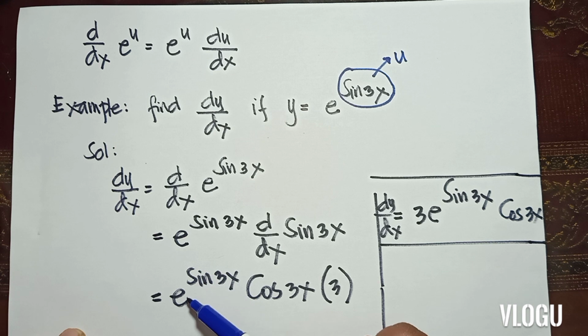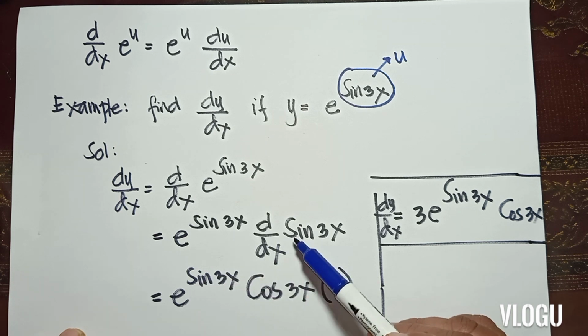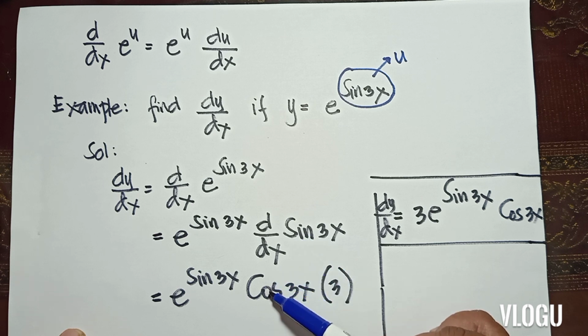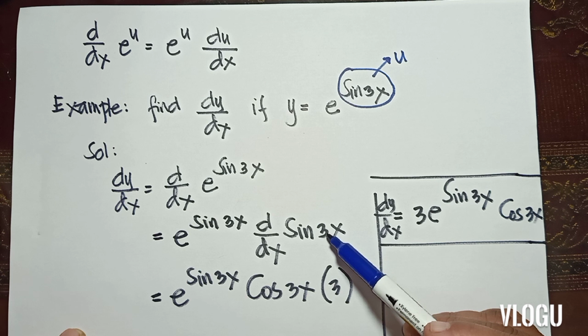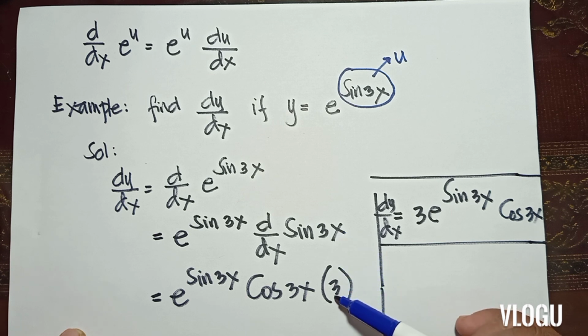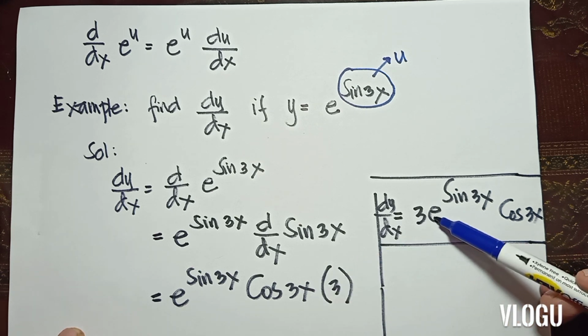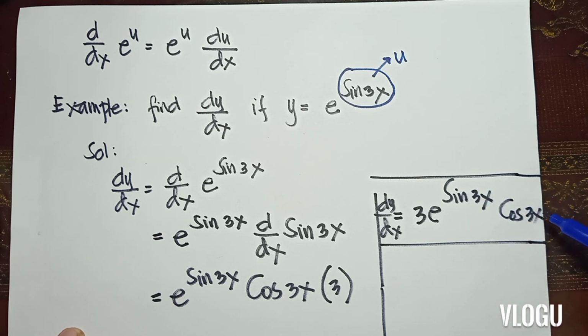So we will have e to the sine 3x, derivative of sine is equivalent to cosine, so cosine 3x, derivative of 3x is 3. So we have that form. But never multiply 3 with your 3x. 3 is not part of 3x because 3x here is u. Therefore, you write the 3 first here. So 3 e to the sine 3x cosine 3x. That is now the answer.